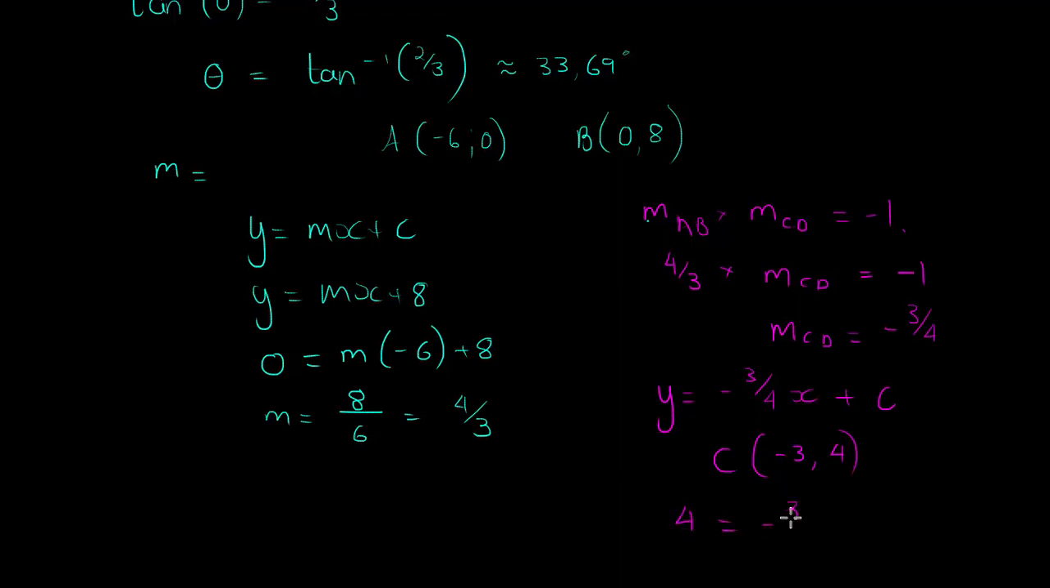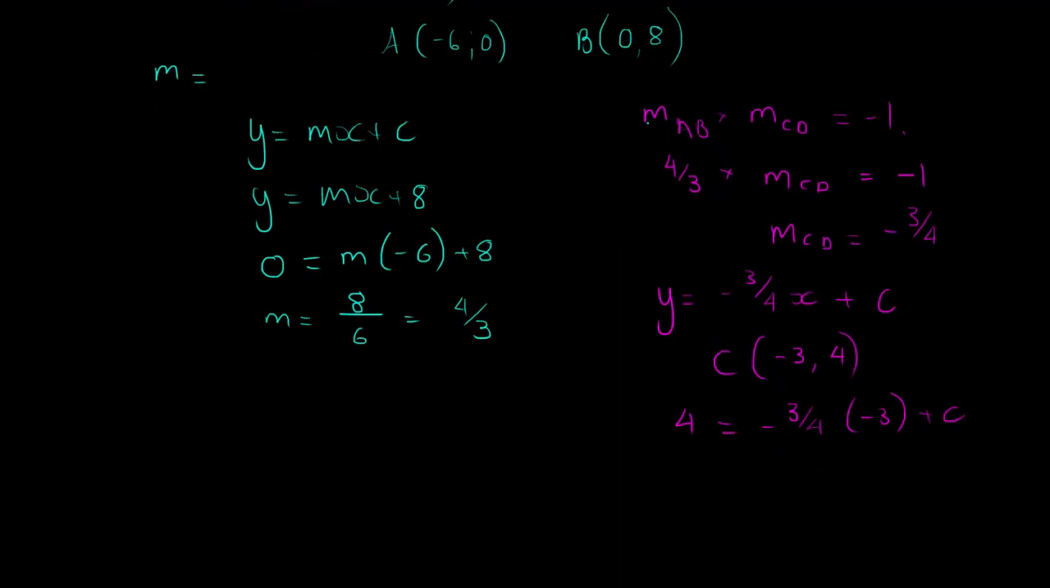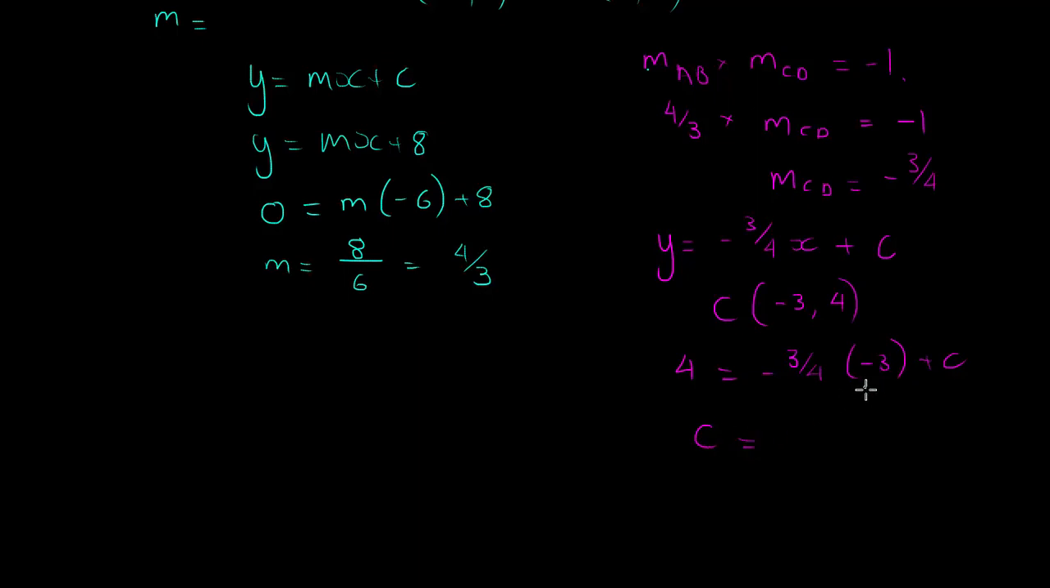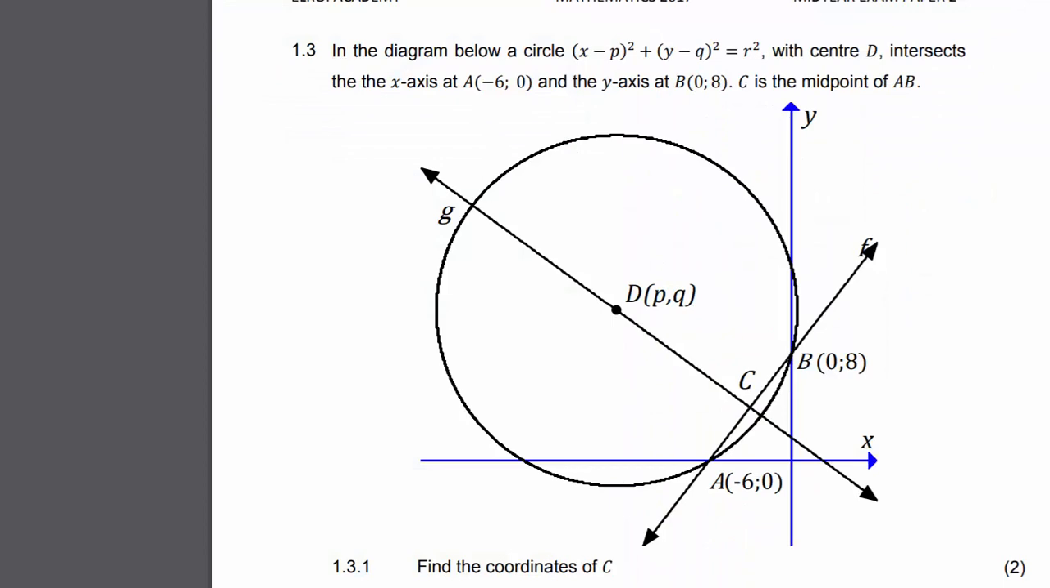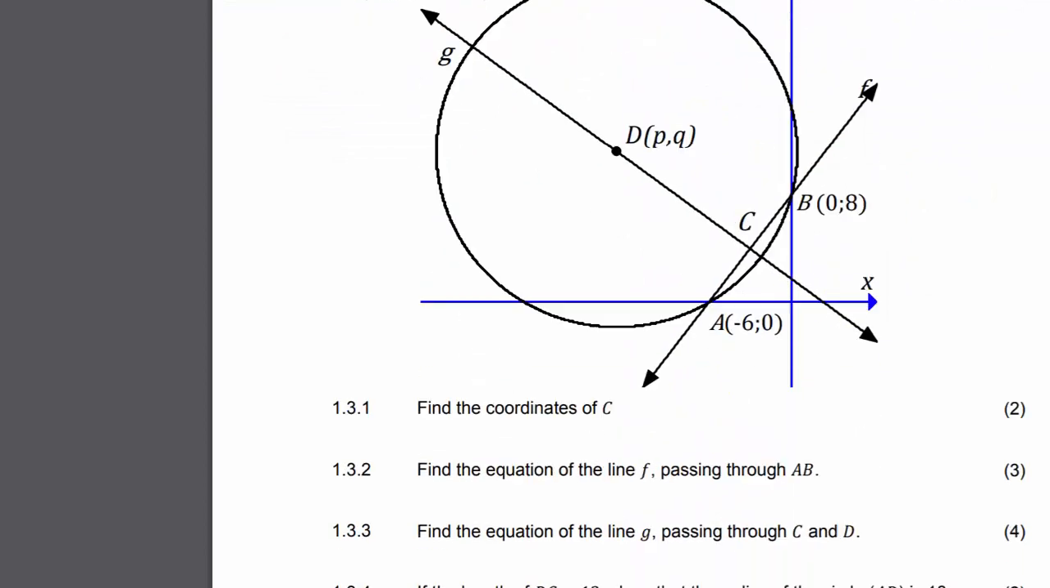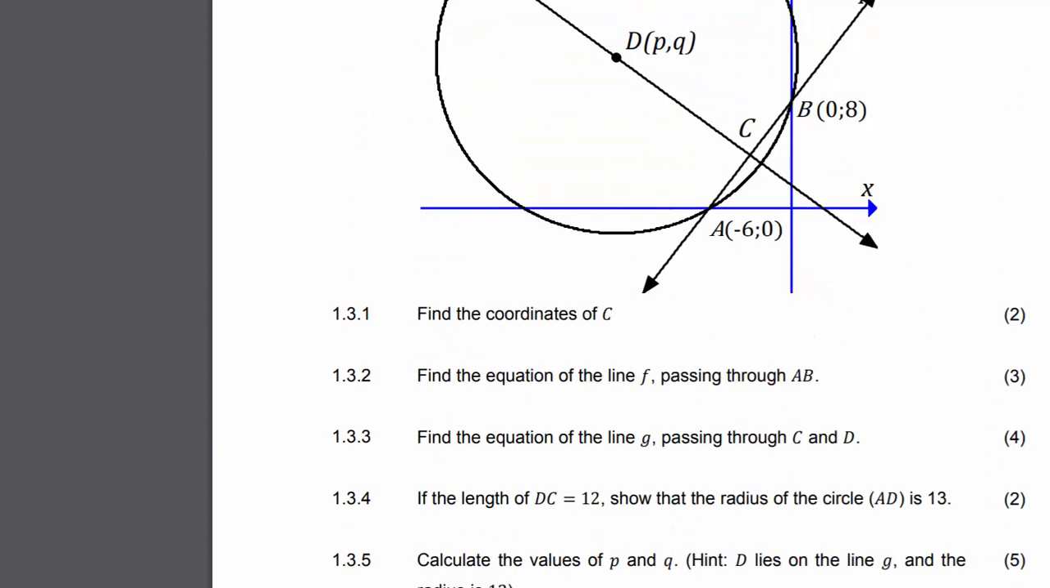So this is the midpoint, and so y is equal to 4, is equal to negative 3 over 4, x is equal to negative 3, plus c. So if we solve c, c is therefore equal to the negative times the negative gives me a positive 9 over 4, and so this is 16 over 4 minus 9 over 4 equals 7 over 4. And so my final answer, y is equal to negative 3 over 4x plus 7 over 4. Okay, that is the equation of this line, DC.